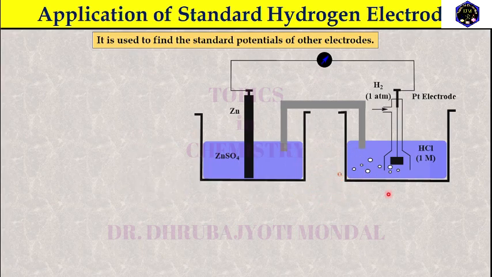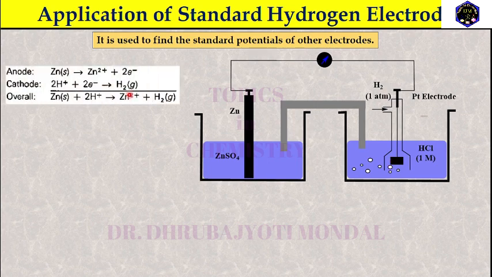Now consider this cell. Here you can see this is the standard hydrogen electrode on the right side. This is a zinc electrode on the left side. Here is the platinum electrode. Here is the HCl of 1 molar concentration. Here is the H2 gas at 1 atmosphere pressure. And here is the zinc electrode and this is the zinc sulfate. So you know that at the left hand side oxidation takes place, at the right hand side reduction takes place.